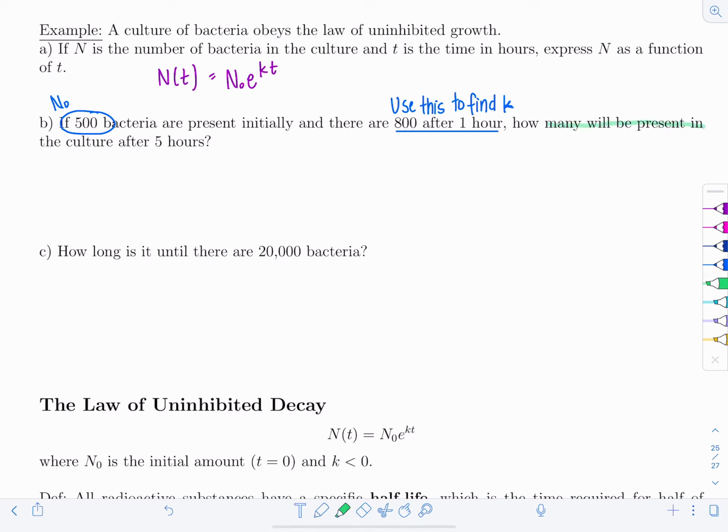How many will be present in the culture after 5 hours? I'm going to worry about that last. Okay? So let's write out what we have so far. I have n of t equals 500 e to the kt. So right now I don't have k, but they did tell me there are 800 bacteria after 1 hour. So I'm going to go ahead and substitute that in now. So I'm going to replace n of t with 800 equals 500 e to the k times 1.